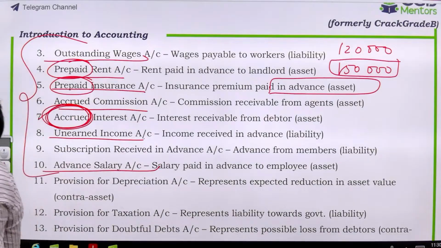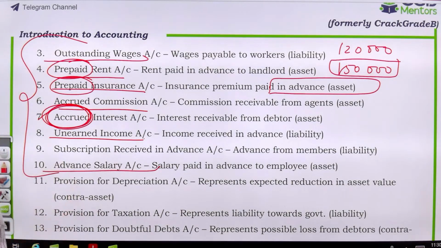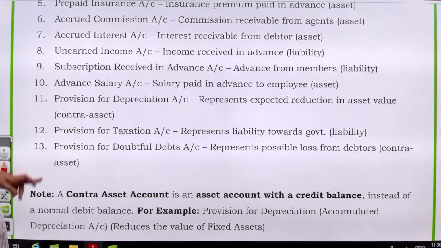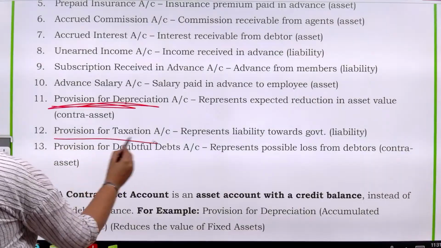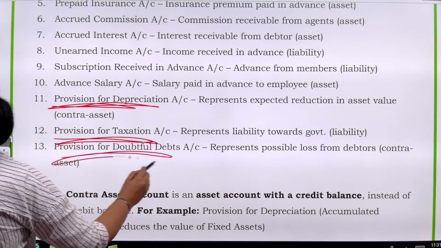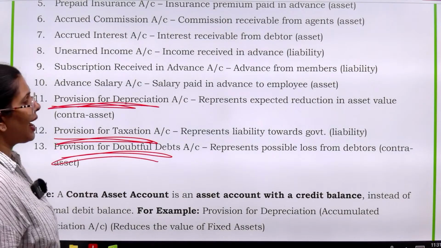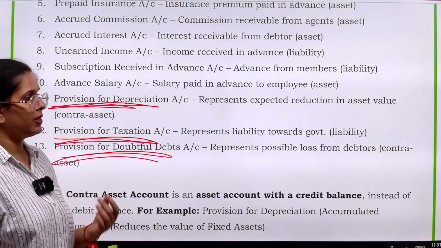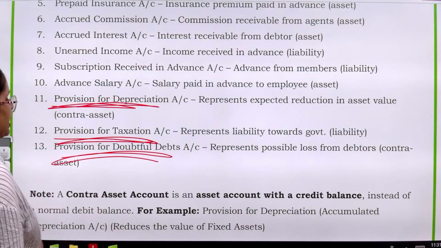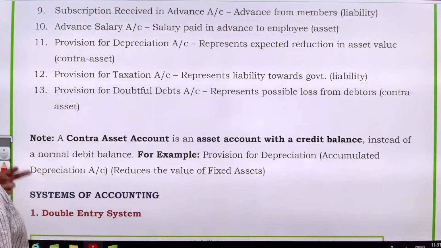So accrued income, what kind of account is it? It is a representative personal account. And all kinds of provisions, guys, provision for depreciation, provision for taxation, provision for doubtful debts, all kinds of provisions, they are your representative personal accounts. ठीक है, ये सारे आपके representative personal accounts में आएंगे.